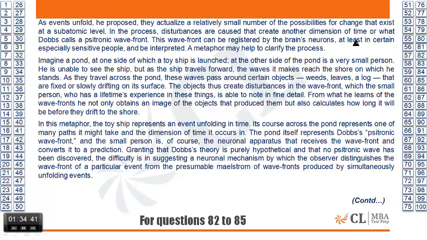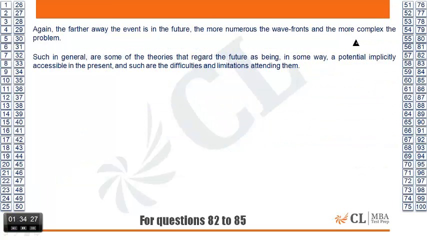Granting that Dobbs' theory is purely hypothetical and that no cytonic waves have been discovered, there is the difficulty in suggesting a neuronal mechanism by which the observer distinguishes the wavefront of a particular event from a presumed maelstrom of wavefronts produced by simultaneously unfolding events. Again, the farther away the event is in the future, the more numerous the wavefronts and the more complex the problem. Such in general are some of the theories that regard the future as being in some way potentially implicit and acceptable in the present, and such are the difficulties and limitations attending them.